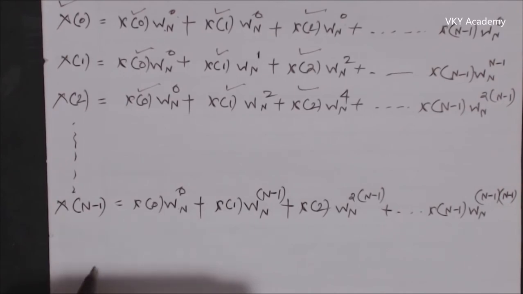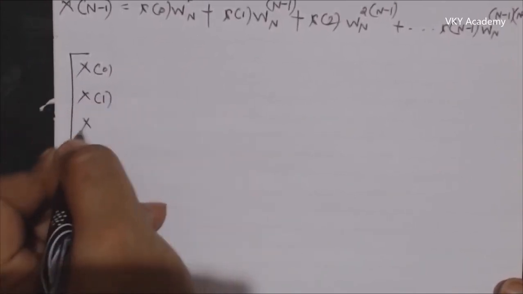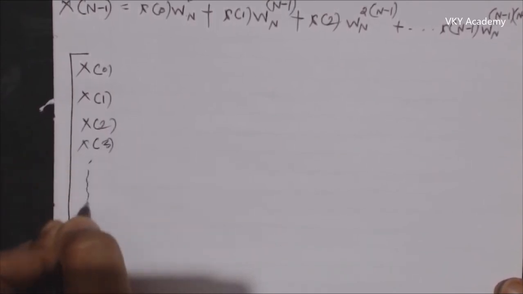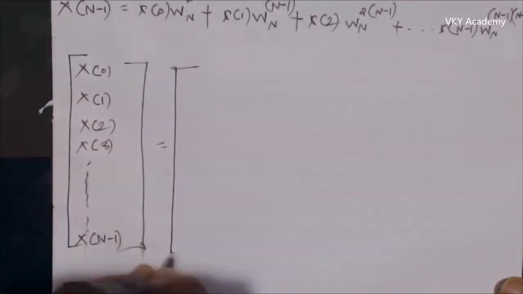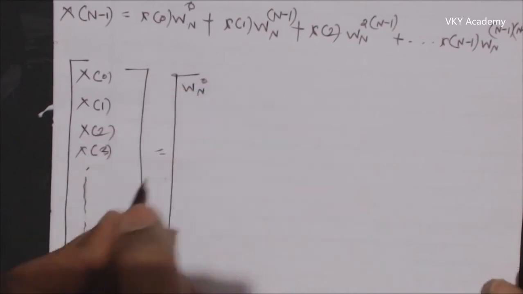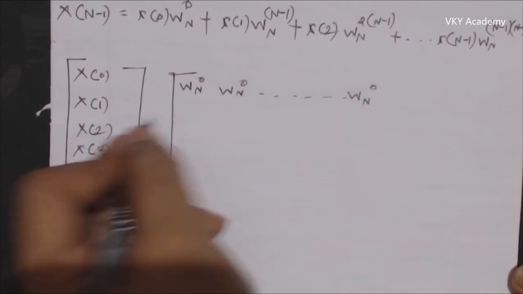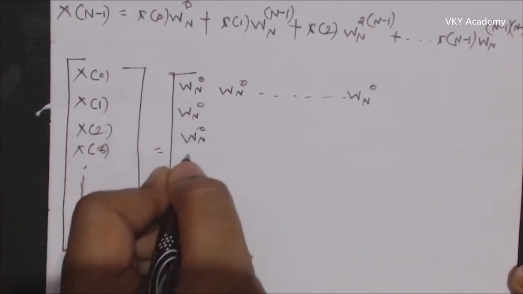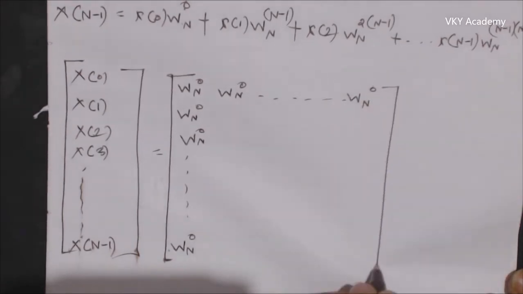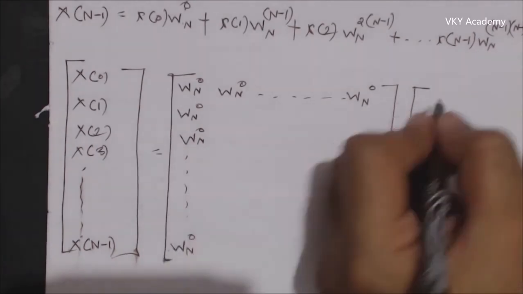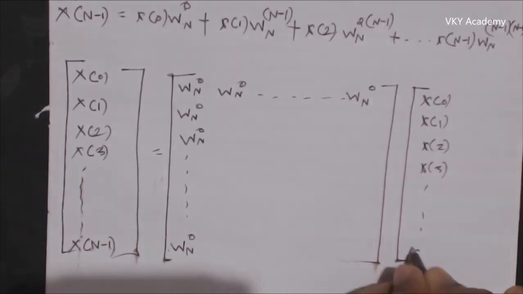Now these above equations consist of the outputs, inputs and W function. So the above equations can be mapped on a matrix as capital X of 0, capital X of 1, capital X of 2, capital X of 3 up to capital X of n minus 1, which is my output, is equal to the W matrix, with WN to the power 0 in the first row and in the first column, so the first row and first column have a power equal to 0, multiplied with the input discrete time signal, small x of 0, small x of 1, small x of 2, small x of 3, up to small x of n minus 1.